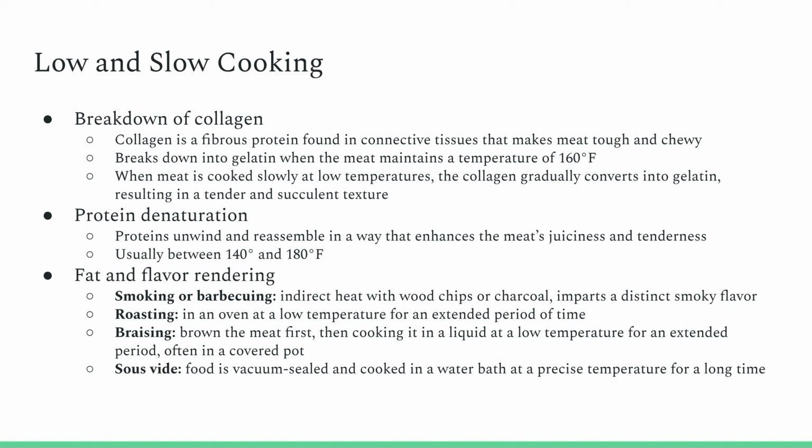Roasting is cooking in an oven at a low temperature for an extended period of time. And then we have braising. This is when typically you brown the meat first and then cook it in a liquid at a low temperature for an extended period, and often in a covered pot or just a covered container.